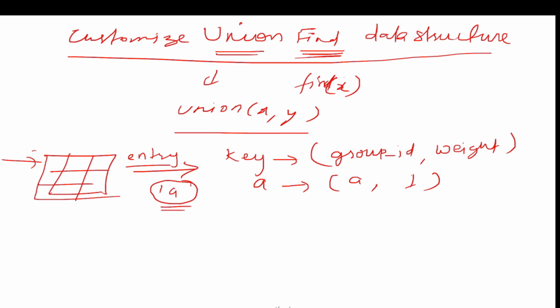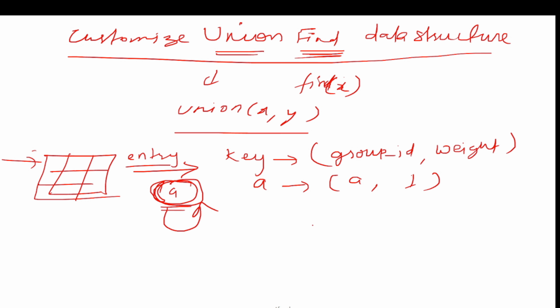Initially this a belongs to itself, so we can maintain it like this, because it is in an individual group. It belongs to its own graph. So initially we will maintain it like this. With these definitions the task becomes very simple.